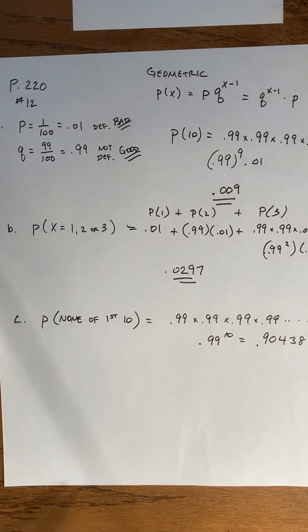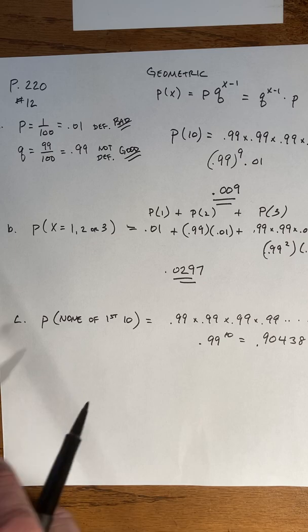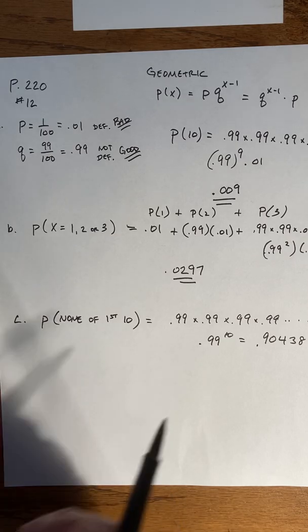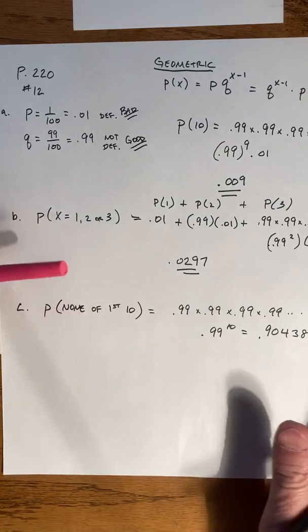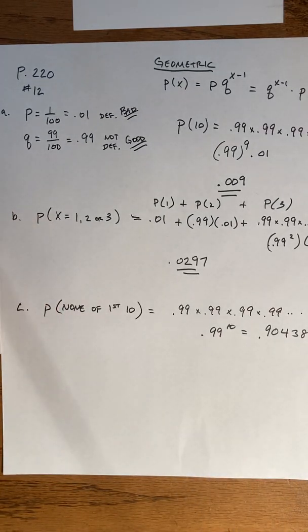Now, the other thing you can do for this one is that the geometric doesn't have a table in the back. When we get to the next one, Poisson, that does have a table. Binomial has a table that we could add to. This one is more just common sense.